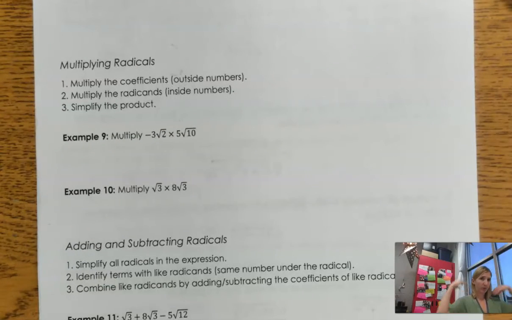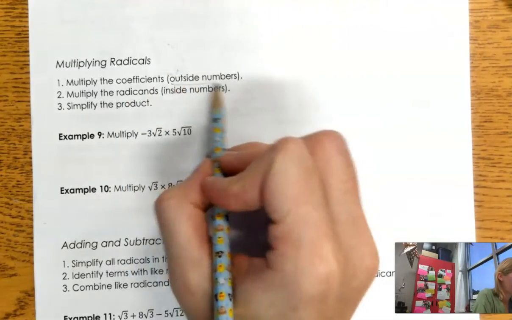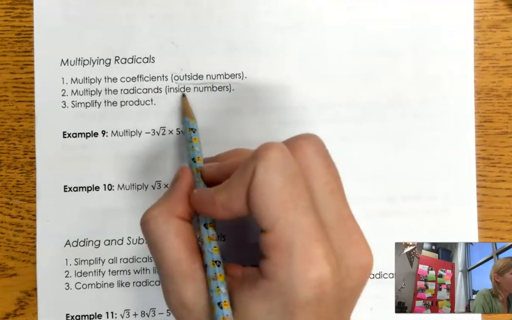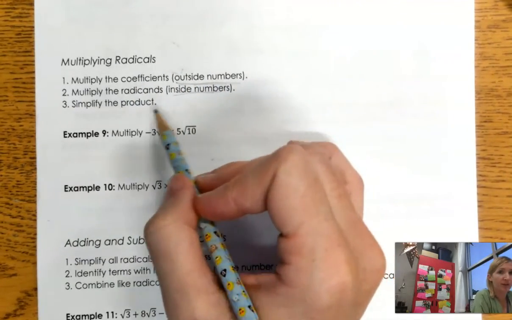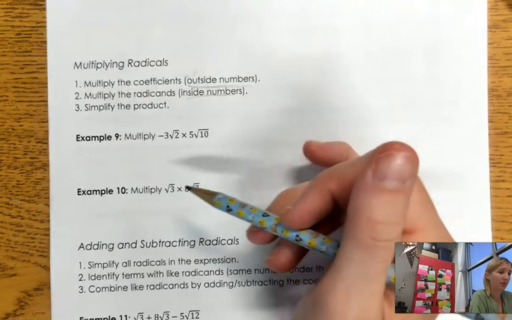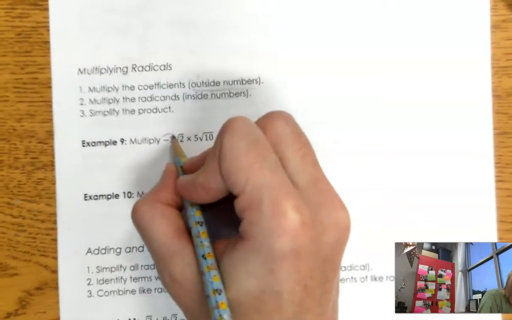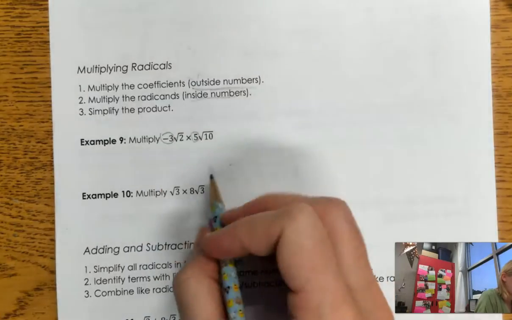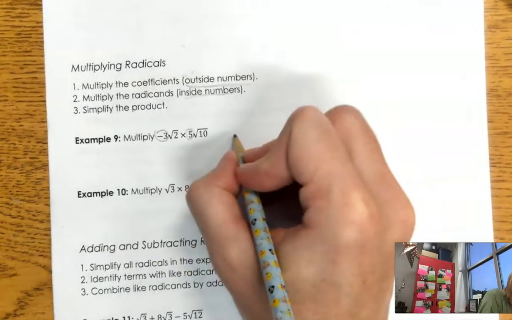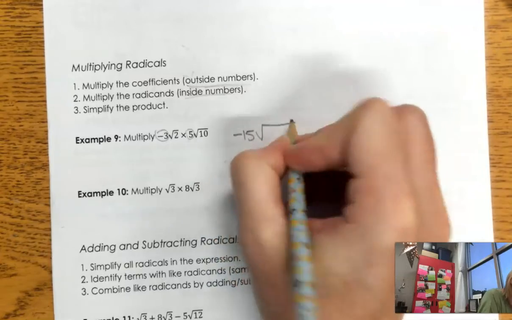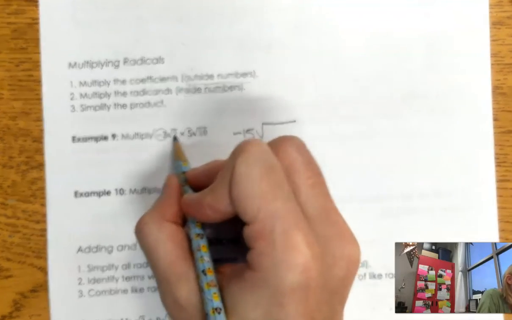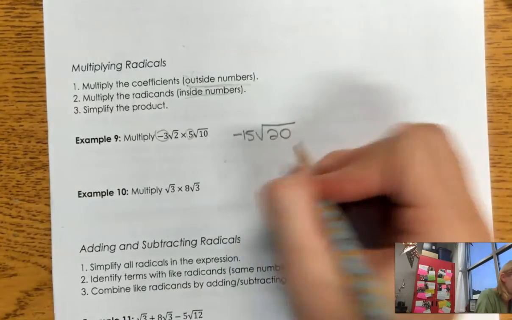Multiplying radicals. The first thing that you do here is multiply the outside numbers. After that, you can multiply the inside numbers, and then you just simplify what you have. So let me go ahead and do number 9 for you. The two outside numbers are negative 3 and 5. So when I multiply the coefficients, I'm going to end up getting negative 15. When I multiply the two inside numbers, 2 times 10, I get 20.